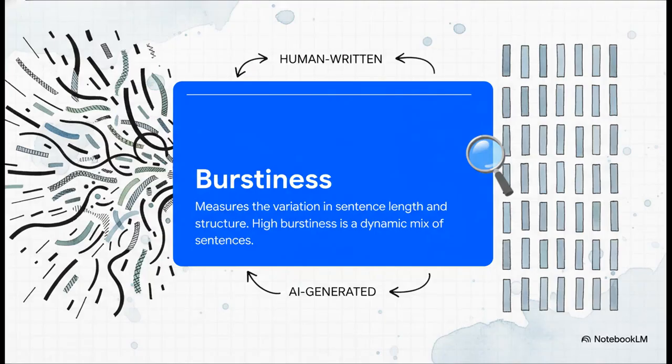And the second key signal is called burstiness. You know how we talk and write? We mix it up. We use short, punchy sentences. Then we use longer, more complex ones. That variation, that rhythm, that's burstiness. AI, on the other hand, tends to create sentences that are all kind of the same length and structure, which gives you a really monotonous, low burstiness text.